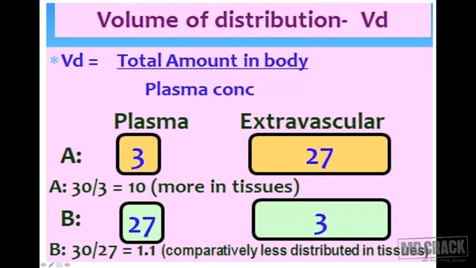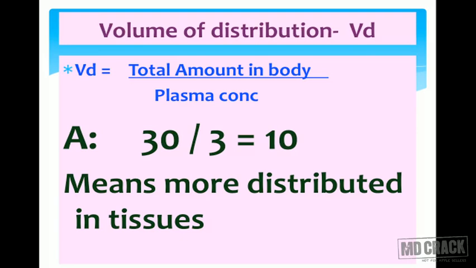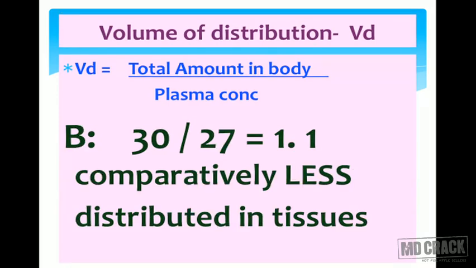For example, total amount in the body divided by plasma concentration. Let's do it for drug A. The concentration in the plasma is 3 and in the extravascular compartment, remaining body, is 27. For drug B, 27 is in the plasma and 3 is in the extravascular compartment. So for drug A it is going to be total amount in the body, that's 3 plus 27, 30, divided by 3, that's present in the plasma, is going to be 10. For B, again the total is 27 plus 3, that's 30, divided by the amount in the plasma, 27, that's 1.1. So for drug A, the volume of distribution is 10, which means it gets more distributed in the tissues, in the extravascular compartment. Whereas drug B has got a small volume of distribution, which means it is comparatively less distributed in the tissues and it remains in the plasma.